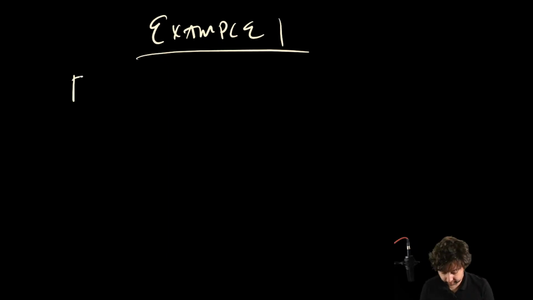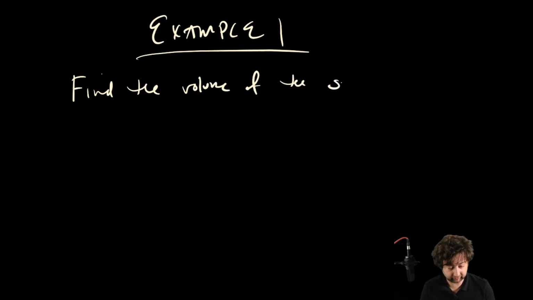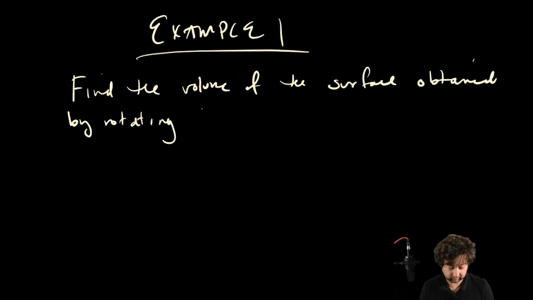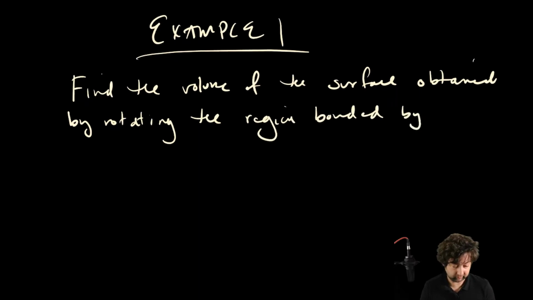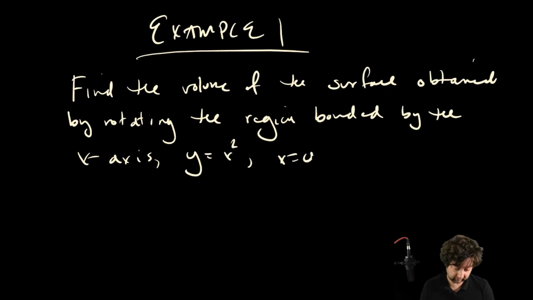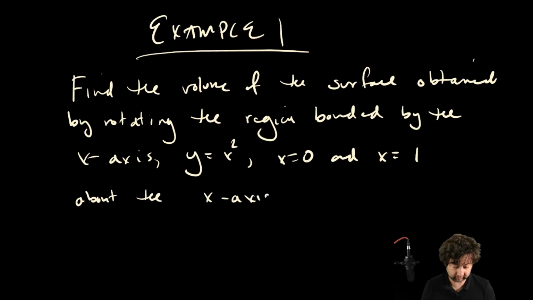So this question says, find the volume of the surface obtained by rotating the region bounded by the x-axis, y is equal to x squared, x is equal to 0, and x is equal to 1 about the x-axis. So that's a lot of information to be contained in a setup for a problem.